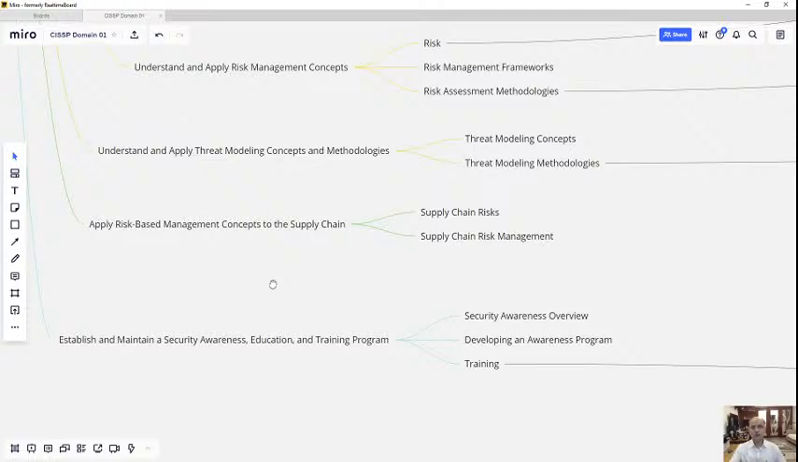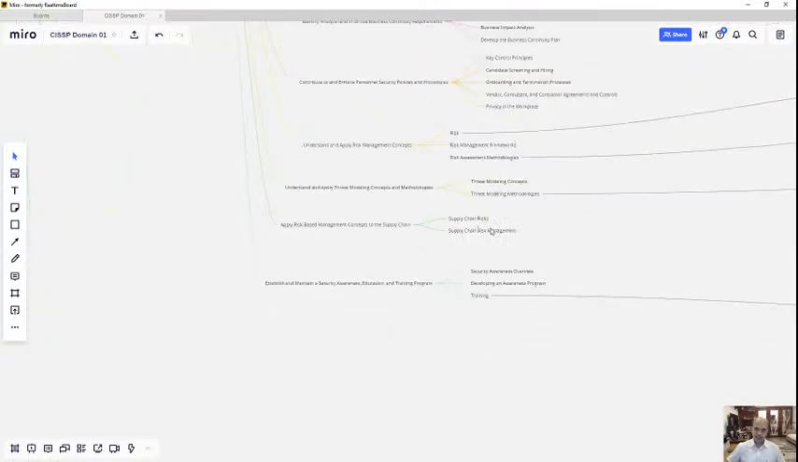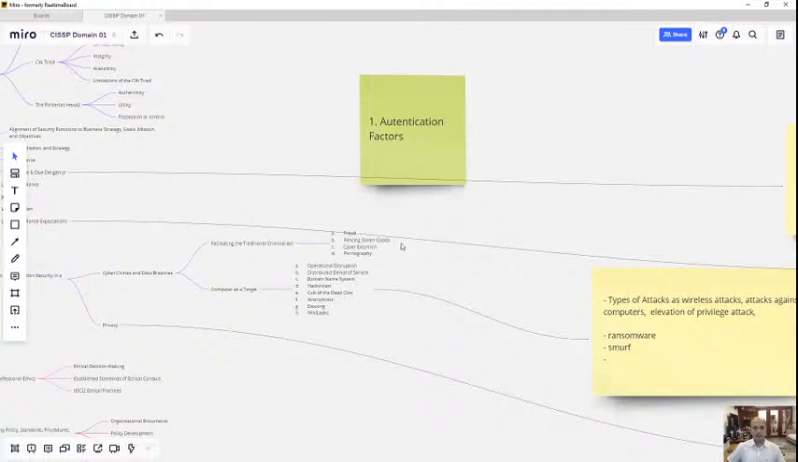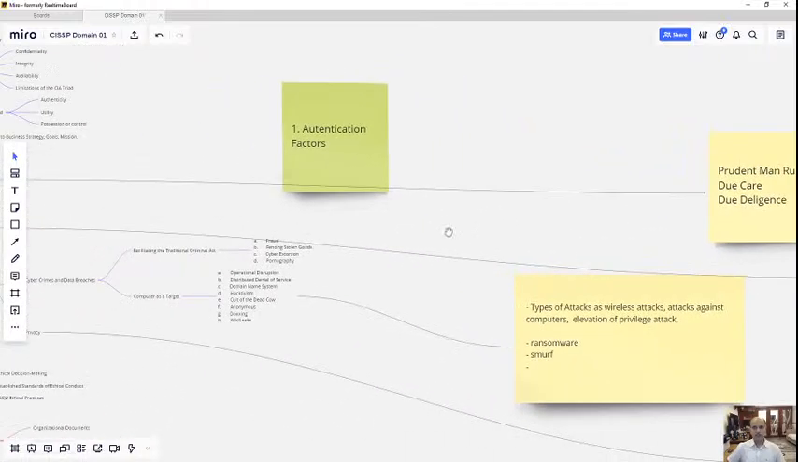And in the last topic, that is establish and maintain a security awareness, education, and training program. So I need to understand what exactly security awareness means. Also, I need to understand how exactly I can develop a security awareness program. And finally, the training. So now let's take the types of questions which we can get. Okay, I'm taking one by one.